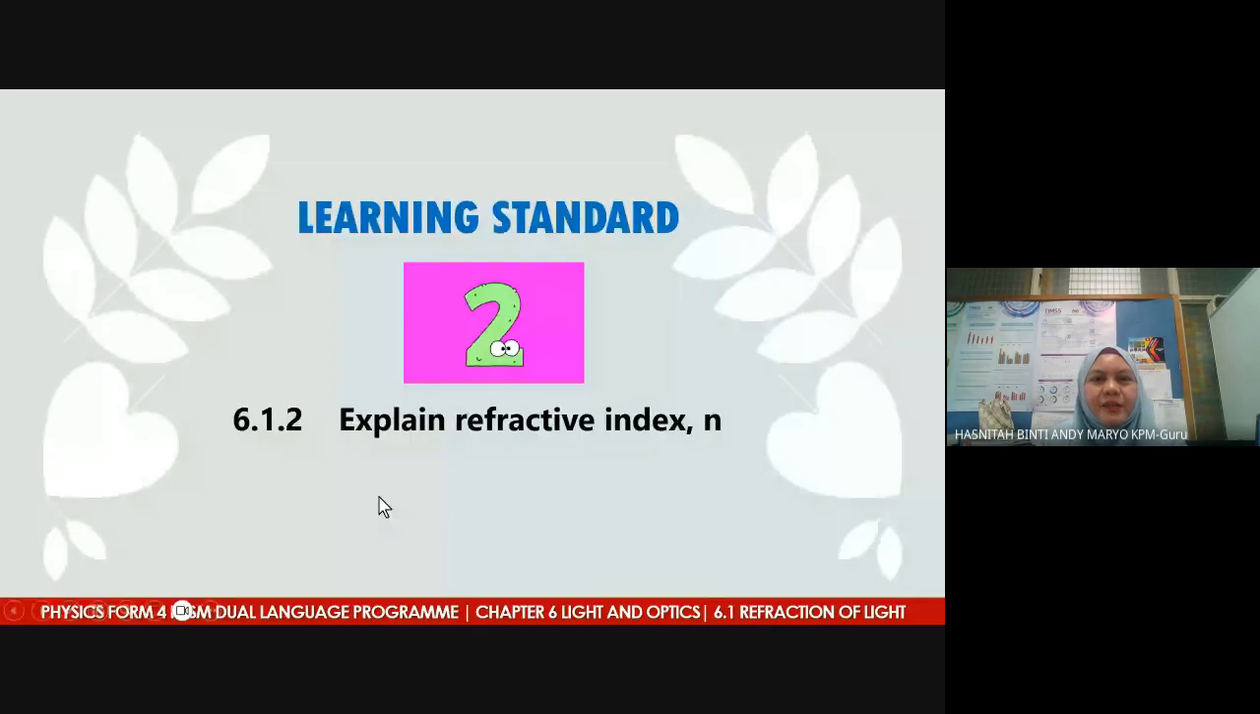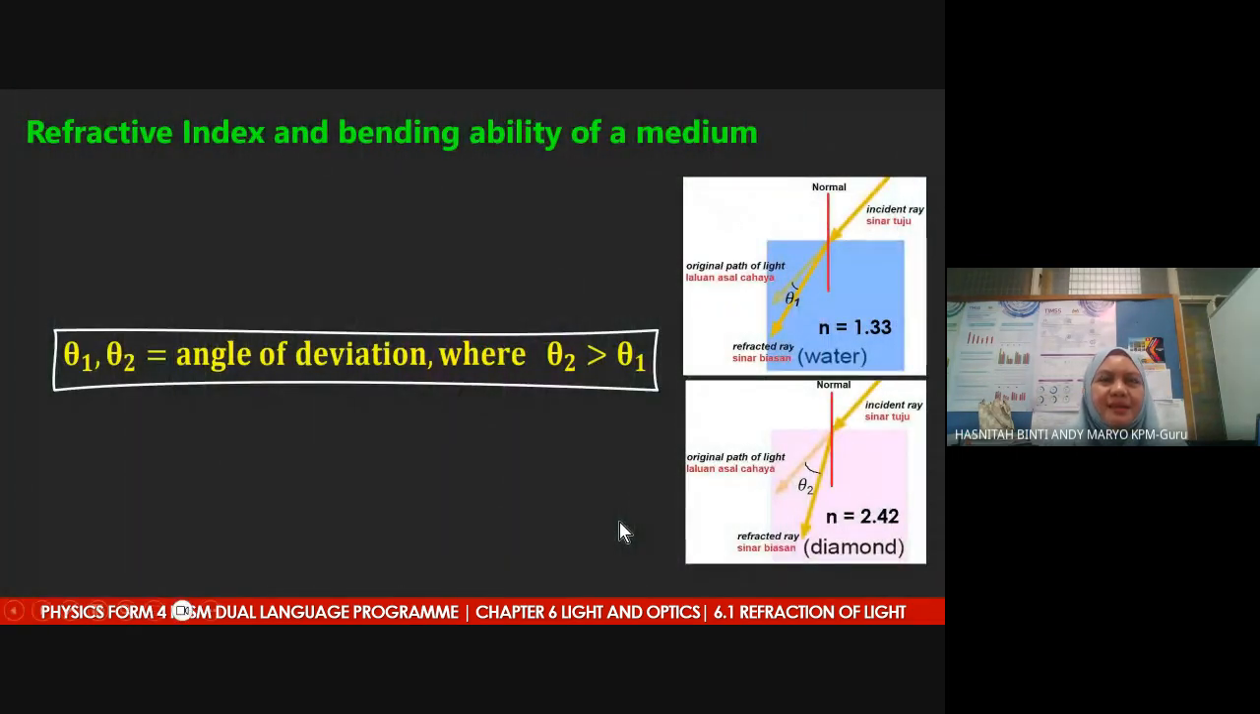Okay, next student. So, done with the first learning standard, to understand refraction of light. Now let us go to the second learning standard, to explain refractive index. So what is refractive index? Refractive index and the relationship with the bending ability of a medium.